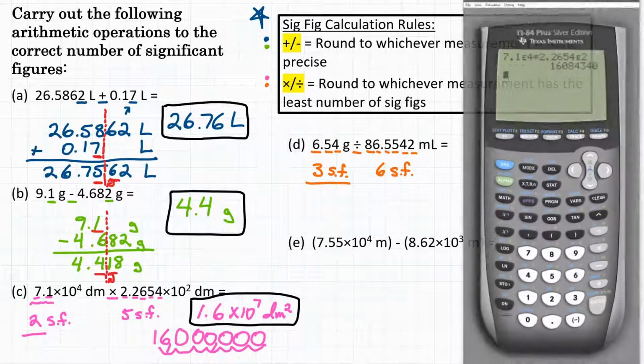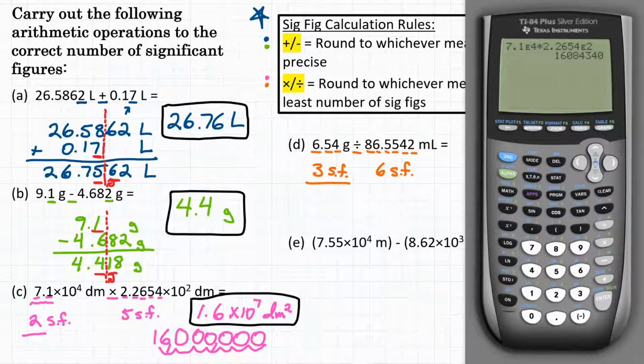Okay, so let's put this in our calculator. We're going to do 6.54 divided by 86.5542. Hit enter, and we get this long decimal here. So we are going to be rounding to 3 significant figures. So we'll start writing from the left, going to the right, and we'll count out until we get to 3 significant figures. So that's going to be, we have 0 point, okay, that first 0 is not significant.